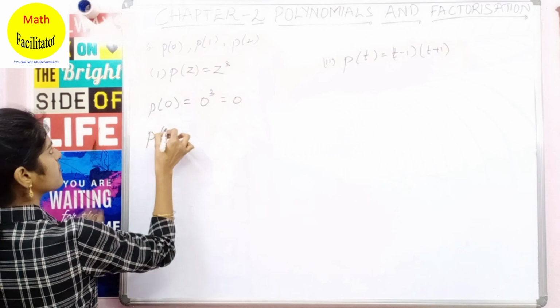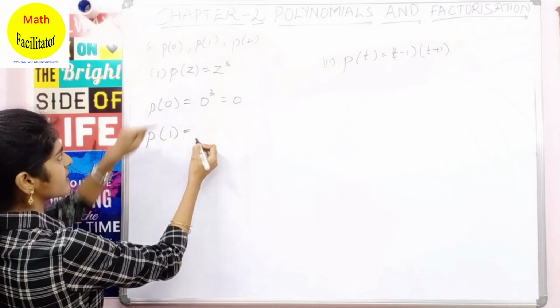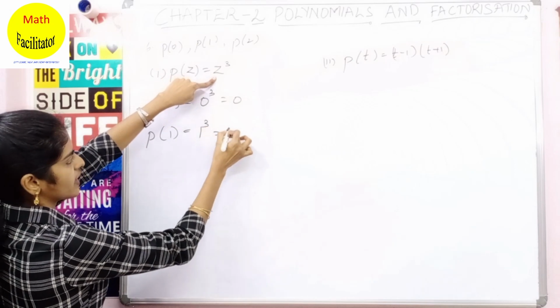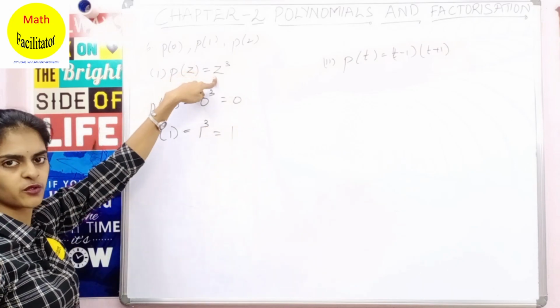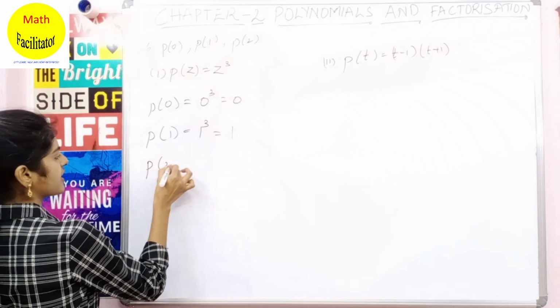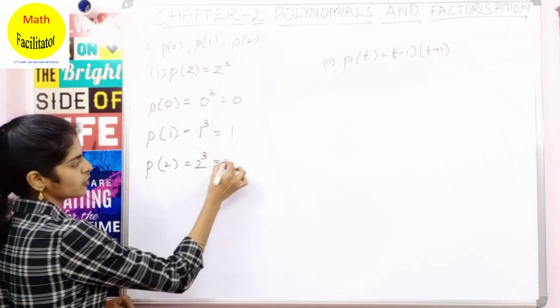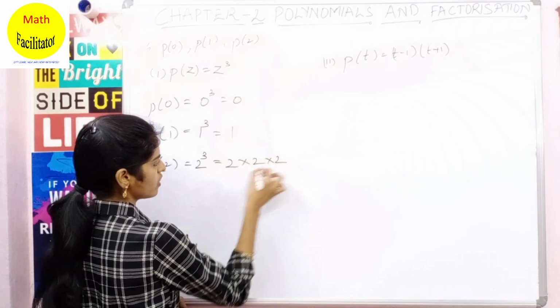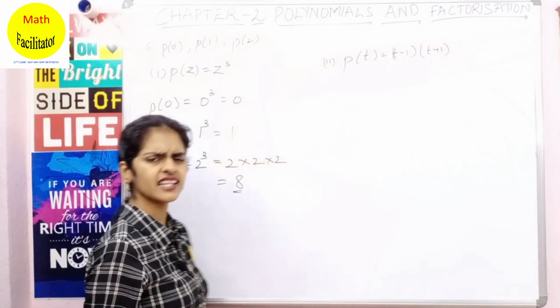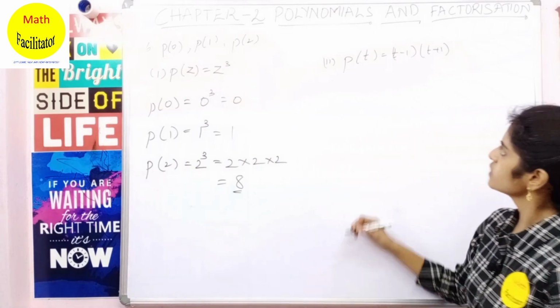Okay, now finding p of 1. P of 1 is substitute 1 in the place of z. So 1 cube is 1 again, 1 into 1 into 1. Okay, now you have to find p of 2. So substitute 2 in the place of z, it is 2 cube. 2 cube is nothing but 2 into 2 into 2. So it is 8. Clear? Very simple, right? Now let us see this.